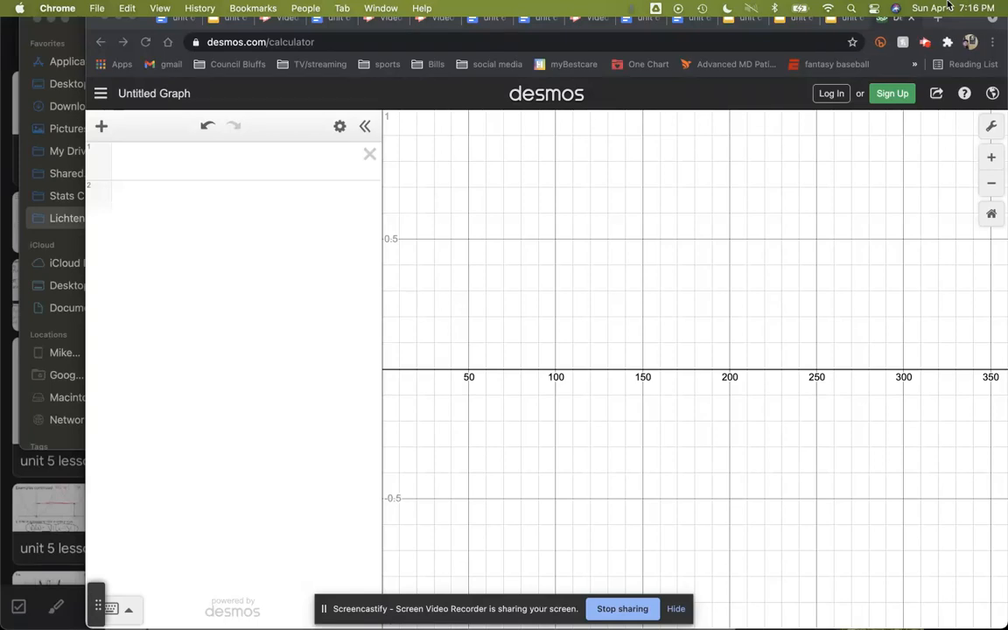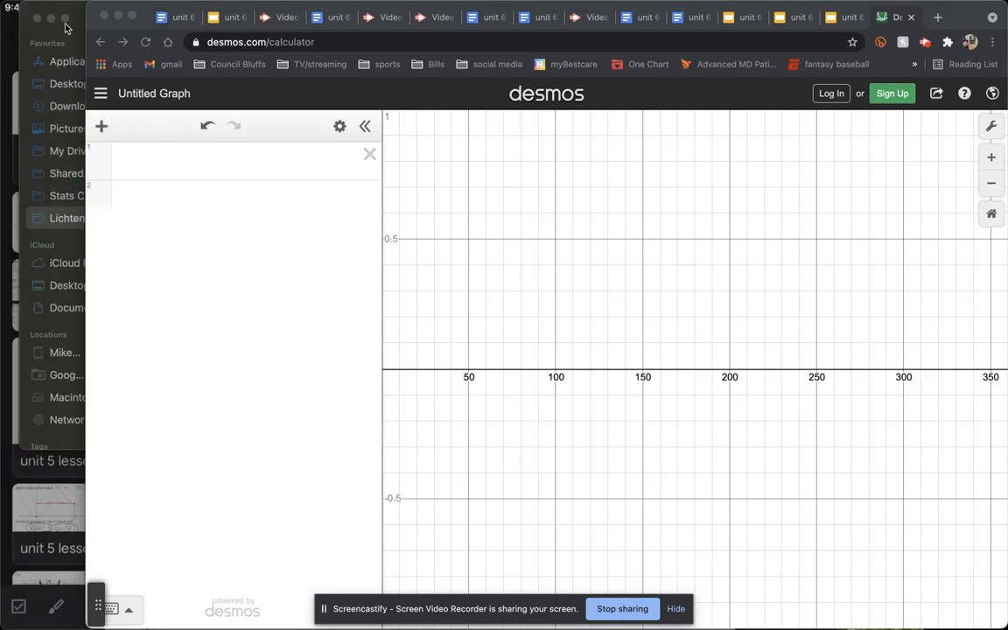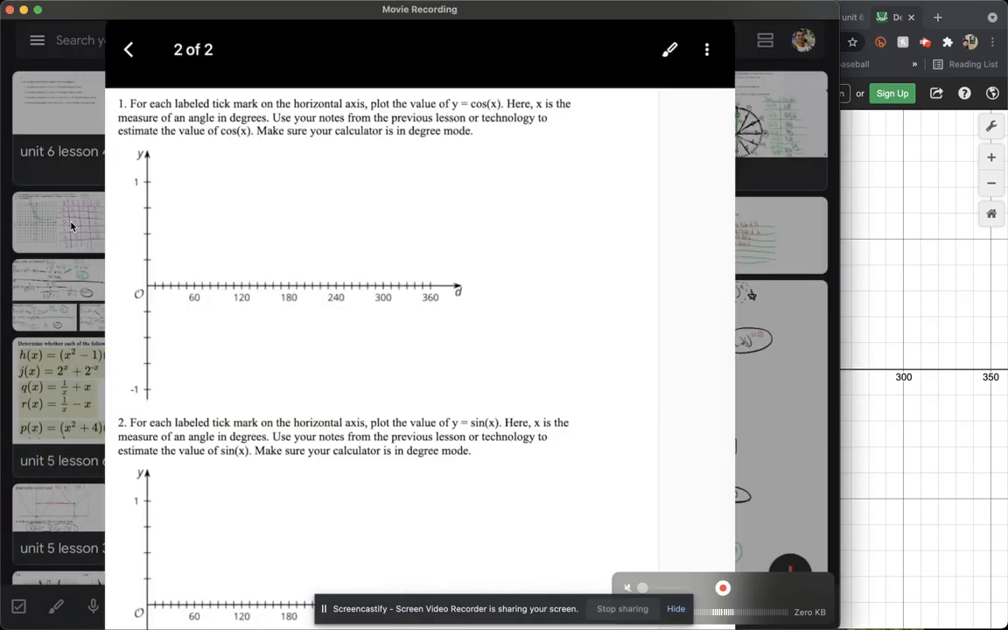All right, so we are moving on to lesson 4 now. Lesson 4, there actually aren't any new lesson notes, so we're going to get right into the examples.